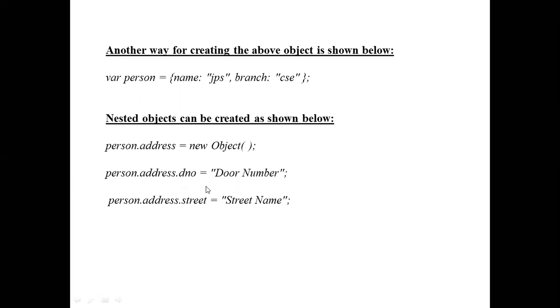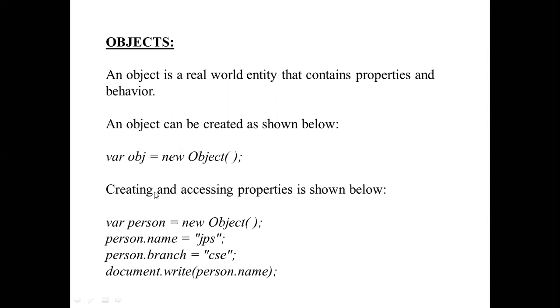Next, here we are accessing the properties of the nested object. In the address there is a property door number. We are accessing the property door number in the address as person.address.doorNumber equal to the value of door number. Next we are accessing the property street in the address object. That address object is in the person object. These are the nested objects. So this is the creation of the objects.